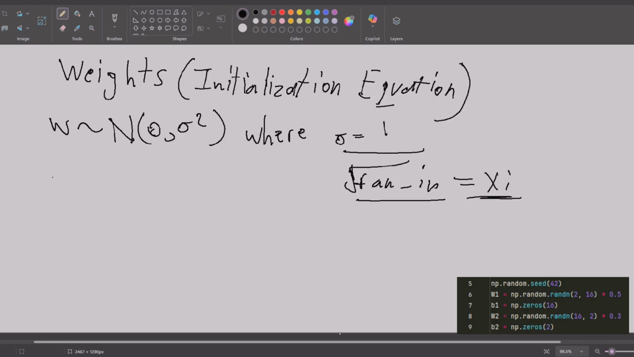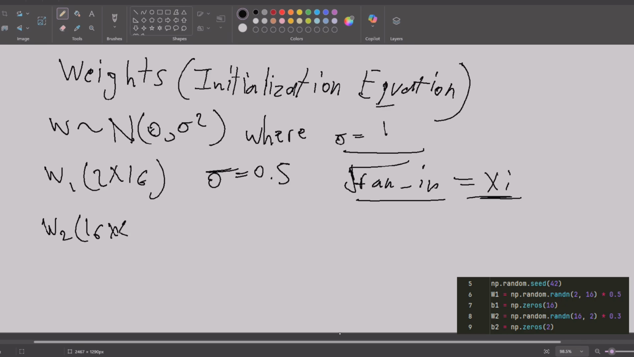So let's say our weight 1 is classified to be a 2 by 16. Our sigma value for this is going to be 1 over root 2. That's basically 0.7, but we're just going to use 0.5 in this case because we want it to be more conservative. And let's say our W2 value is 16 by 2. It's basically this flipped, and that turns into 1 over 4, which is 0.25, and we can just round that to 0.3. This entire process we were just doing is known as the Xavier initialization.